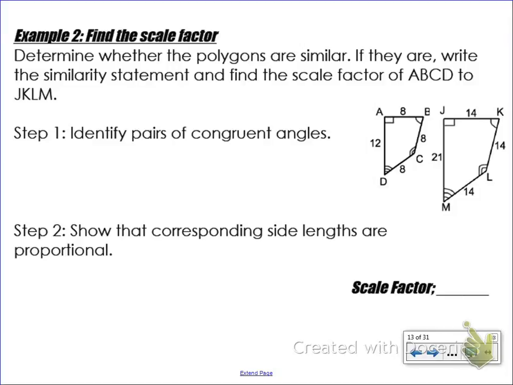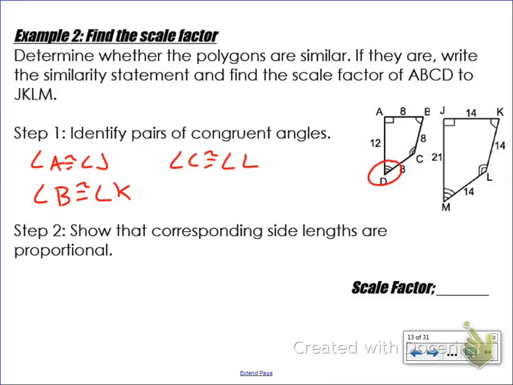Looking at my diagram, we've got angle A and angle J are both right angles. So there's one pair of congruent angles. Next, angle B and angle K both have one arc in there, meaning they are congruent to each other, giving me a second pair of congruent angles. Angle C and angle L both have 2 arcs in there, giving me a third pair of congruent angles. And then finally, angle D and angle M each have 3 arcs, showing me that they are congruent as well.